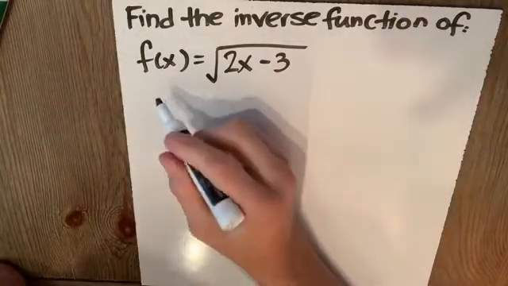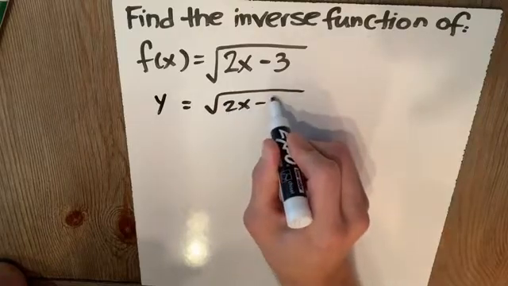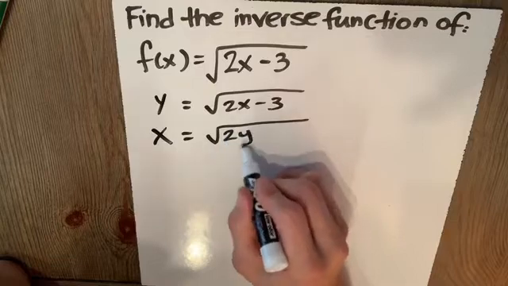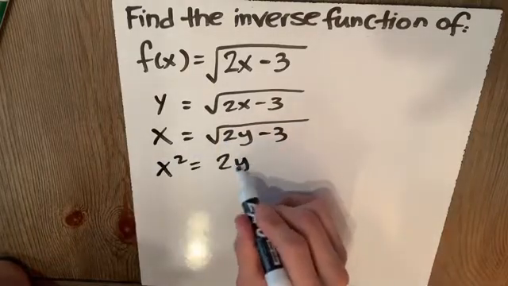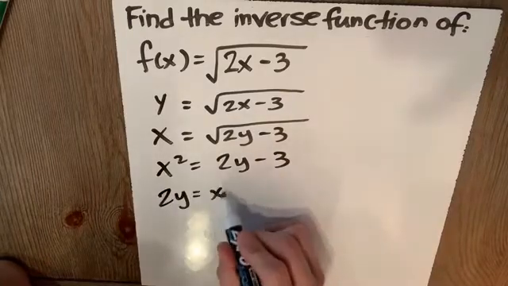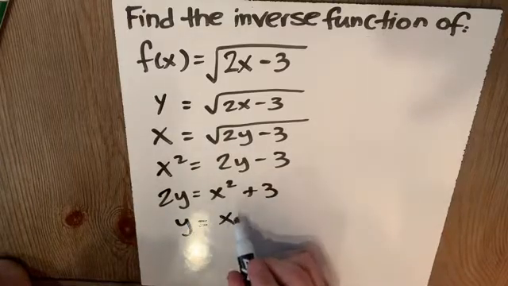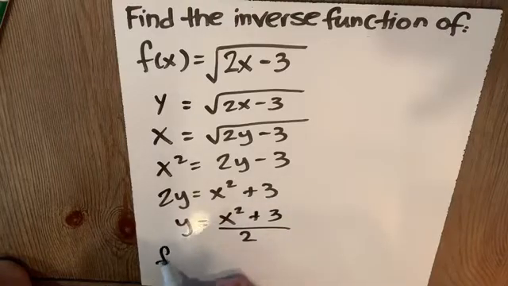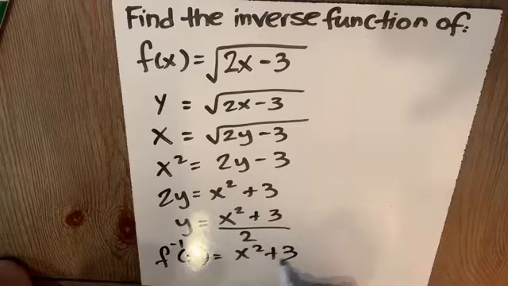So first step, f of x becomes y: y equals the square root of 2x minus 3. Now, switch x and y: x equals the square root of 2y minus 3. Square both sides. x squared equals 2y minus 3, because I'm going to solve for y. Add 3 to both sides: 2y equals x squared plus 3. And then divide both sides by 2. We get x squared plus 3 divided by 2. So that means the inverse function is x squared plus 3 over 2.